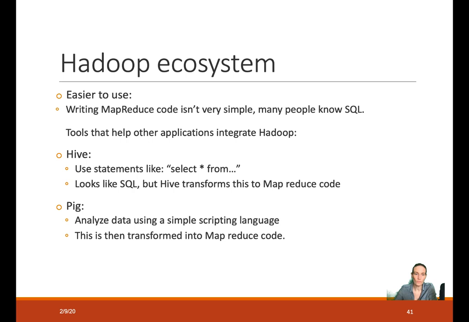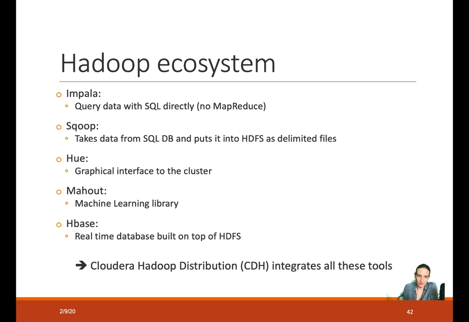All right, so in the Hadoop ecosystem, we have a number of applications that help people work with Hadoop. We have Hive, which allows you to use SQL-like statements, select all from, and Hive will help you translate this into MapReduce code. There's Pig, which helps you analyze data using a simple scripting language. Again, this is transformed into MapReduce code. Impala allows you to query data with SQL directly, so not transforming into MapReduce this time. Mahout is a machine learning library on top of the Hadoop file system, and HBase, a real-time database built on top of the HDFS. So in the lab, we're actually going to be using the Cloudera Hadoop distribution, which integrates all of these tools, so they're all built in already.